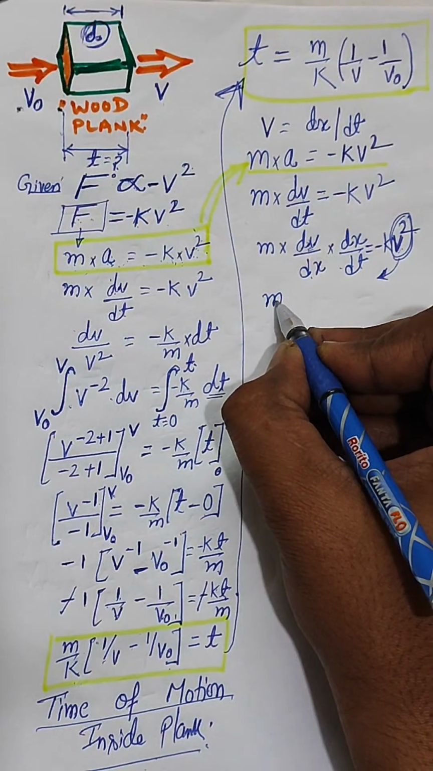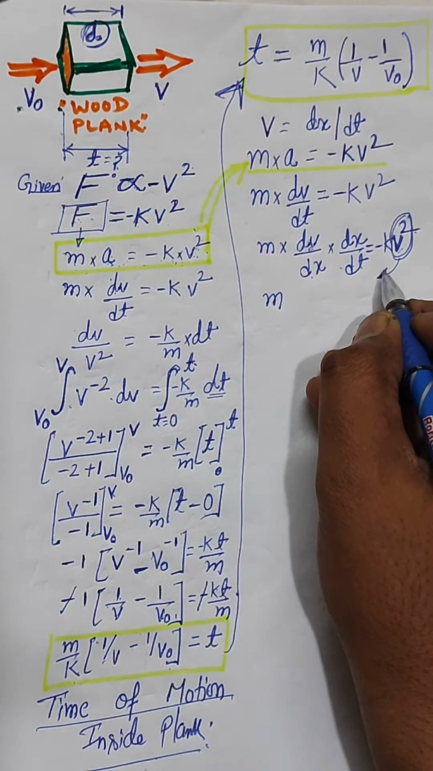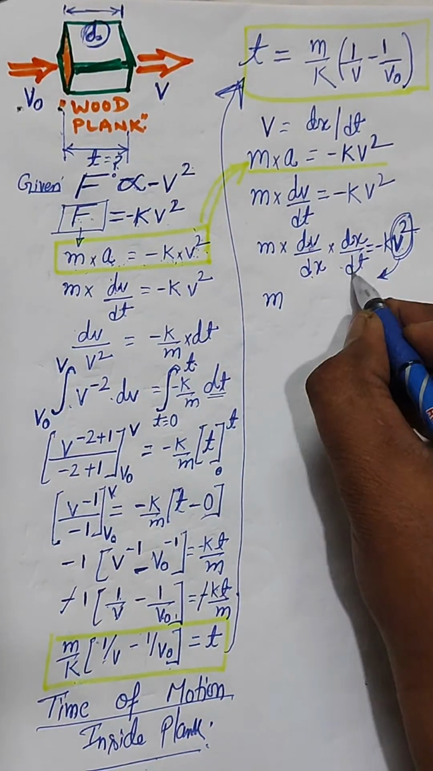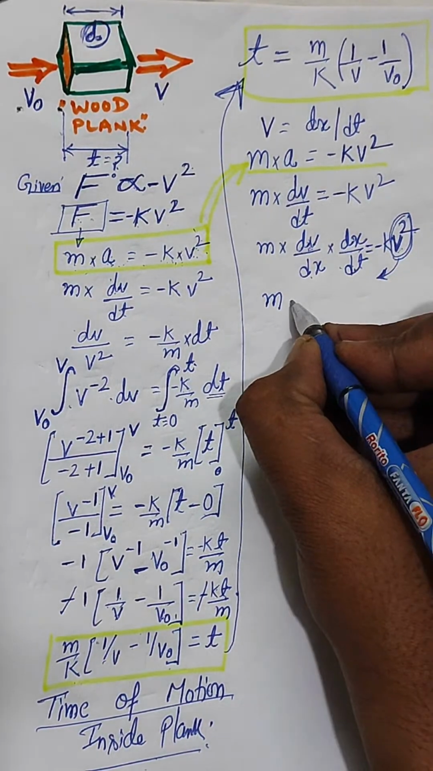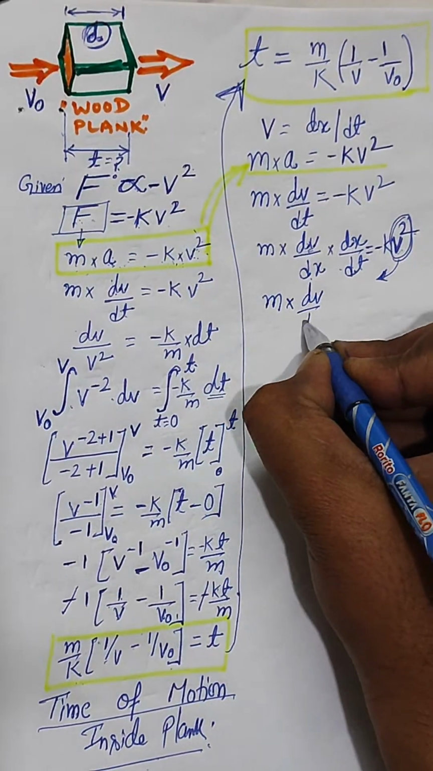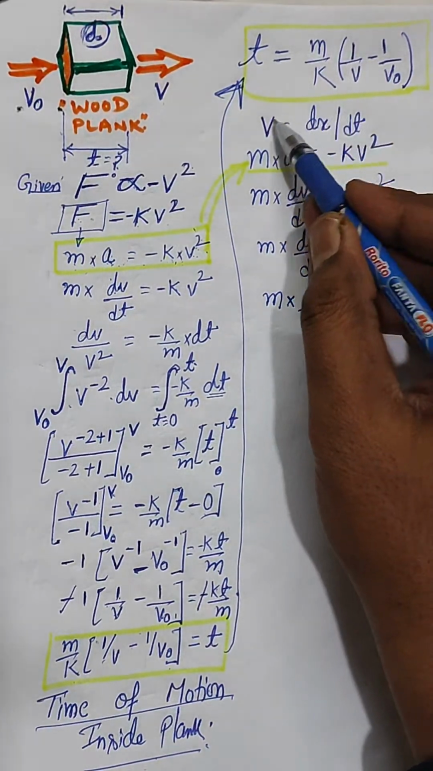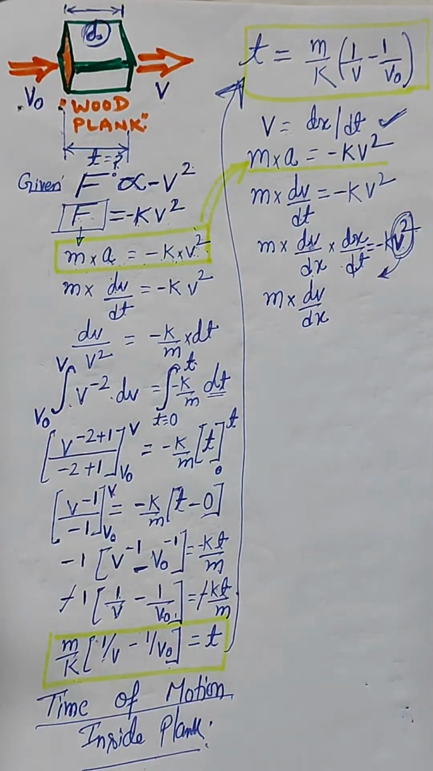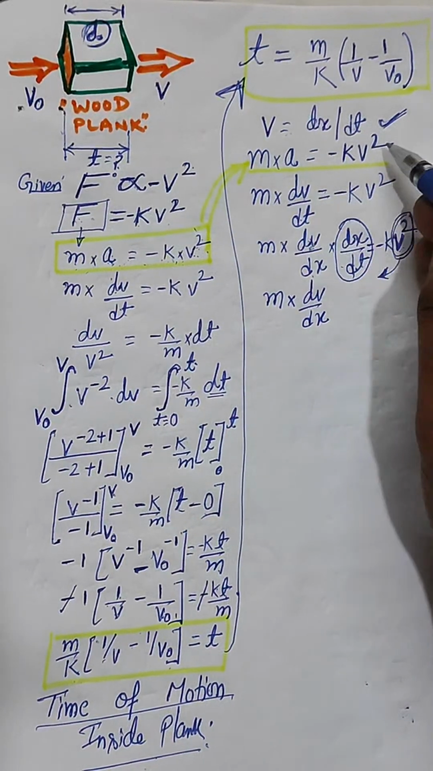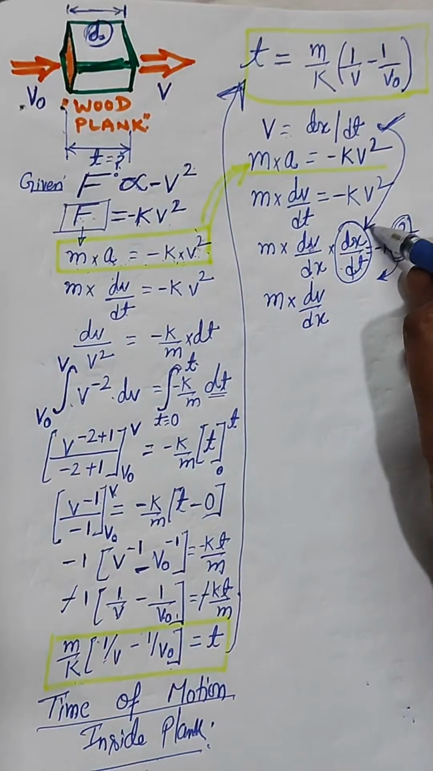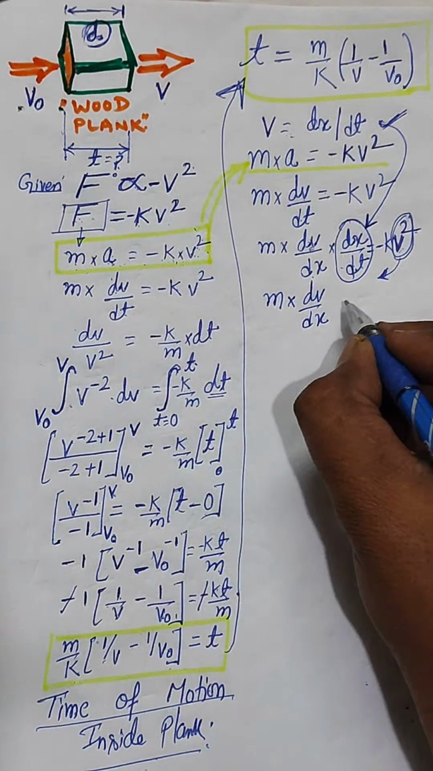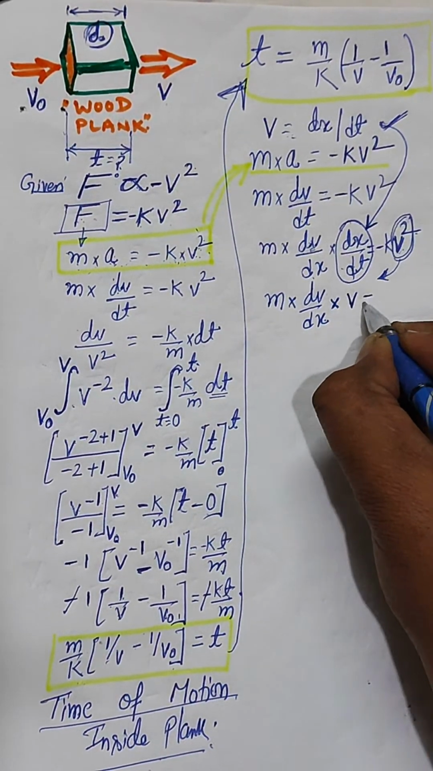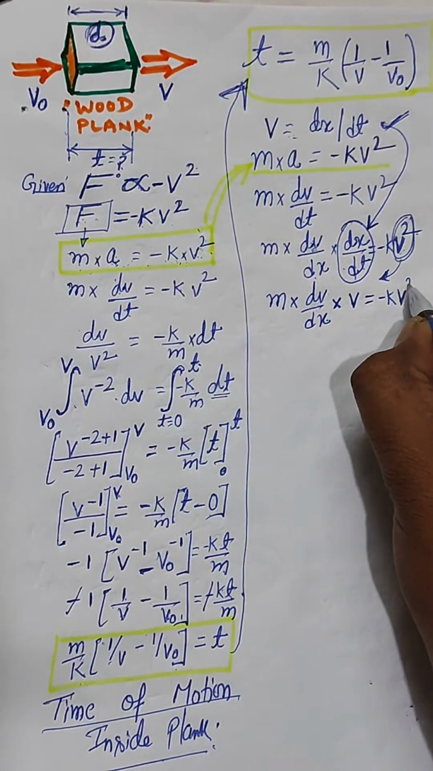So it will become, just keep the other terms on the other side of the equation, right? Here you can see dx by dt is also equal to, it can be written as m into dv by dx, and dx by dt is equal to v. So dx by dt can be written as v, and we can write m into dv by dx into v is equal to minus k v square, isn't it, my dear friends?